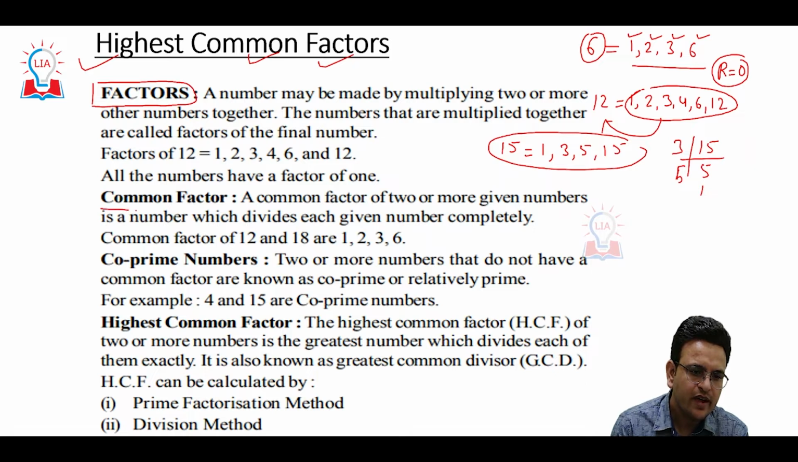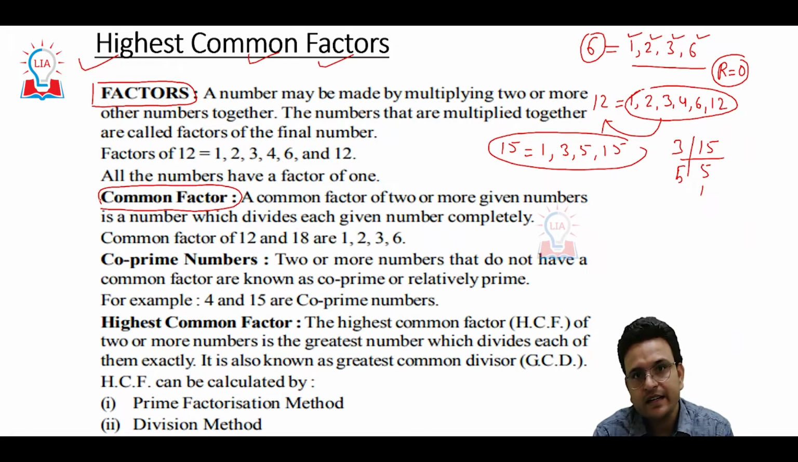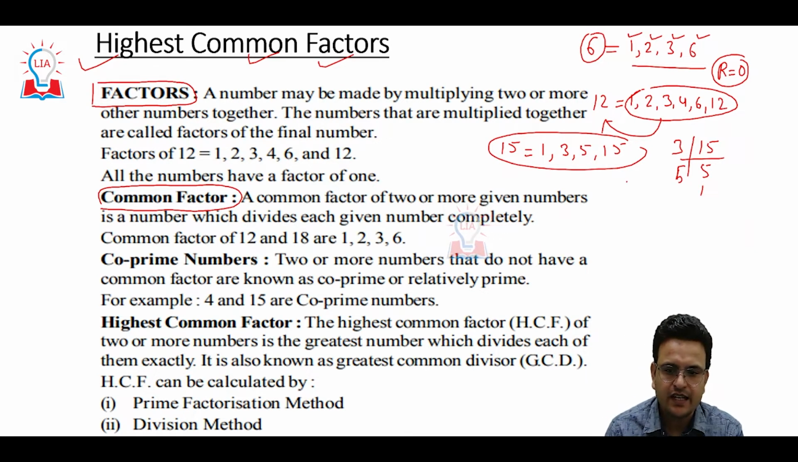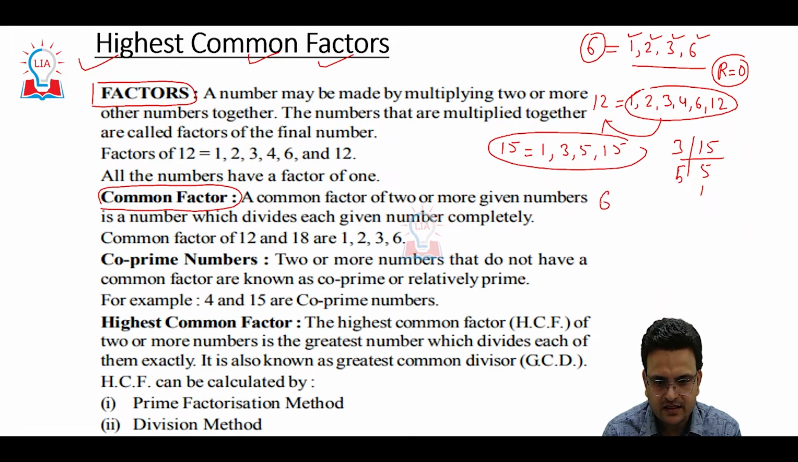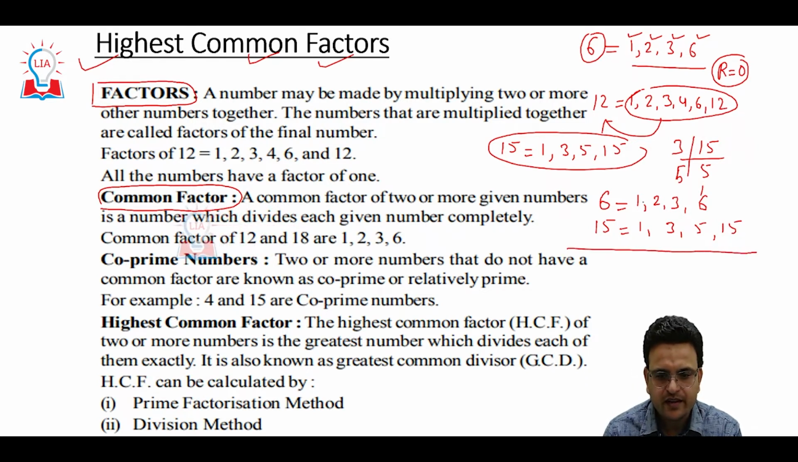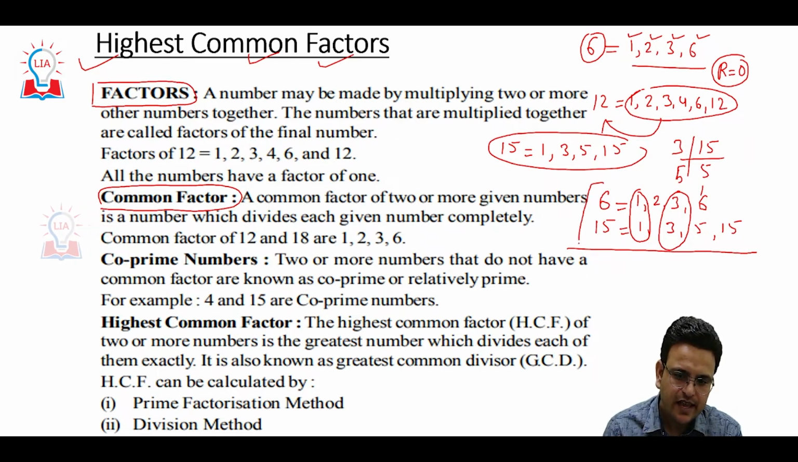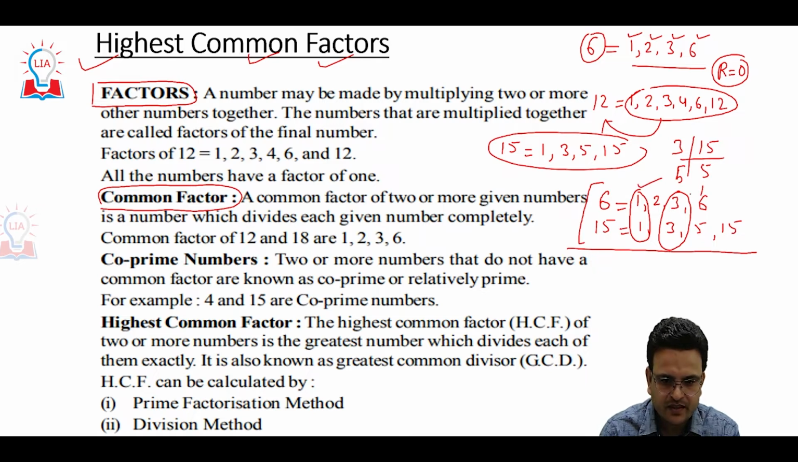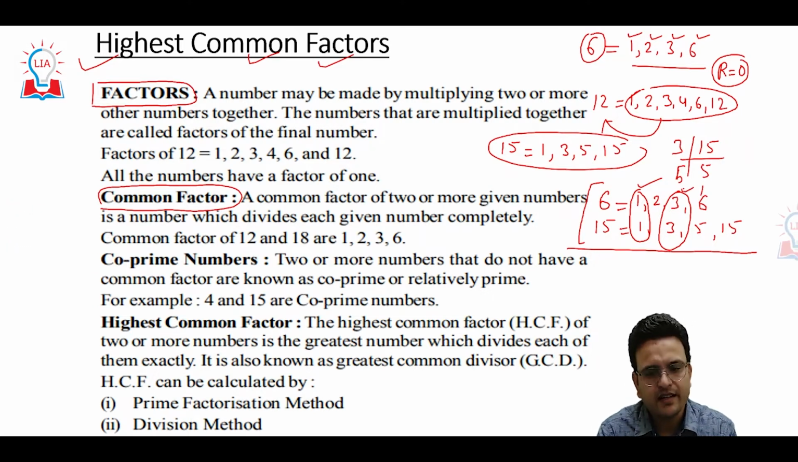When we talk about common factors, we are taking the common factors of more than one number. Consider 6, which has factors 1, 2, 3 and 6, and 15, which has factors 1, 3, 5 and 15. So here we have two common factors, 1 and one more common factor, 3. It means the given numbers 6 and 15 can both be divided by 1 and 3.